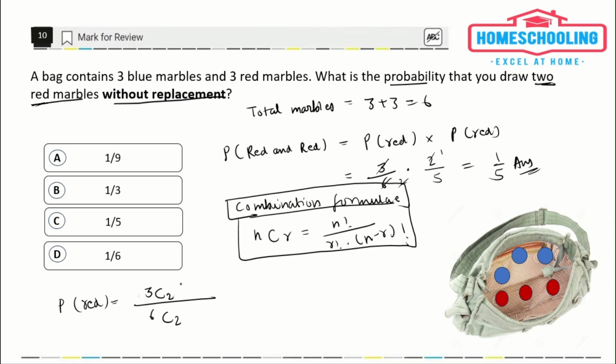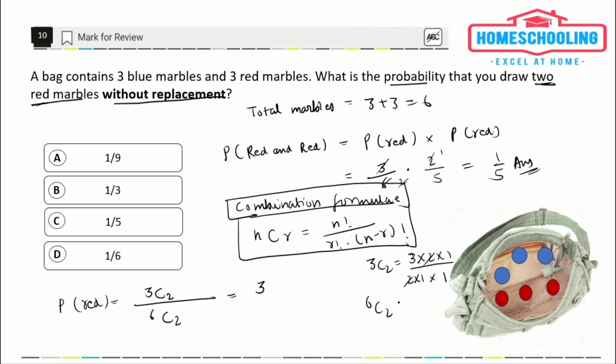So 3C2 is going to be the favorable outcome, and 6C2 is going to be the total number of possible outcomes. Now we'll put it in. For 3C2, n is 3 factorial. 3 factorial can be written as 3 into 2 into 1, divided by r factorial. r is 2, so 2 factorial is 2 into 1, multiplied by (n minus r) factorial. So 3 minus 2 factorial is 1 factorial, which is 1. So the numerator is 3.